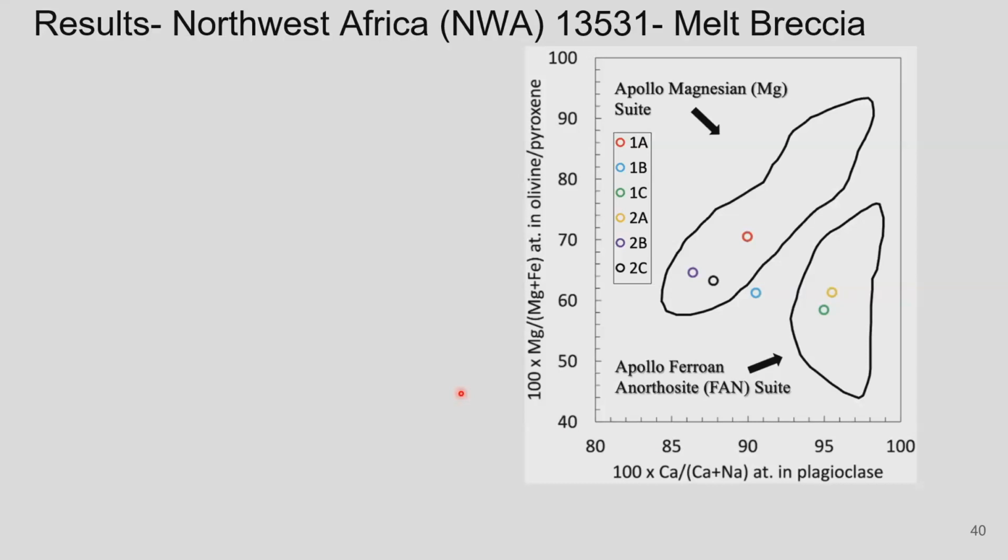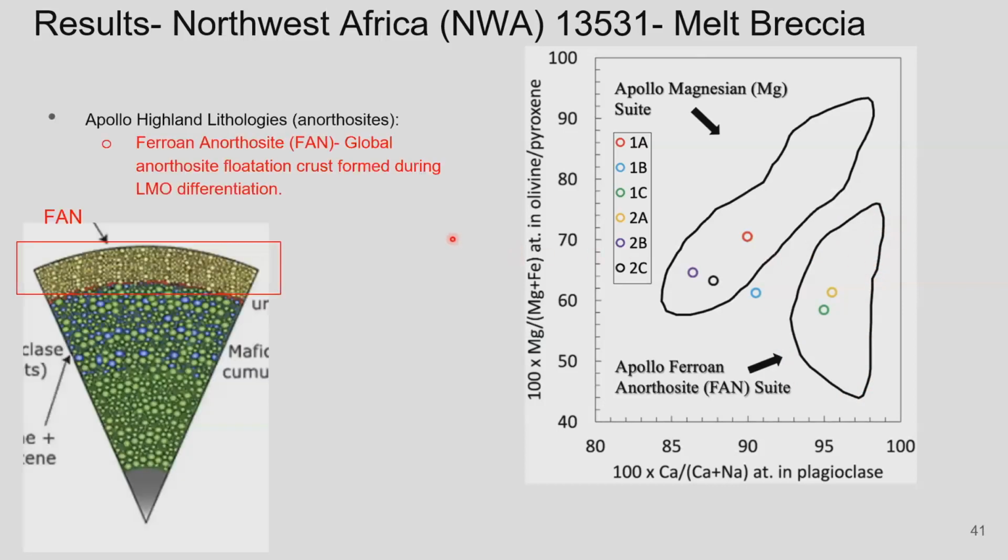The reason this is important is that the different rocks brought back from the moon, the magnesian suite and the ferroan anorthosites, have different chemistry. This outline represents the chemical compositions of your Apollo ferroan anorthosites. In case you forgot, ferroan anorthosites are the global anorthosite flotation crust that formed during the initial LMO, lunar magma ocean, differentiation process. So samples from this crust are your ferroan anorthosites, and this is where they plot chemically.